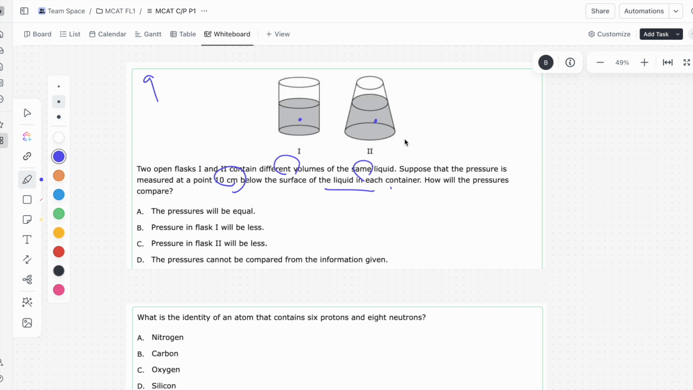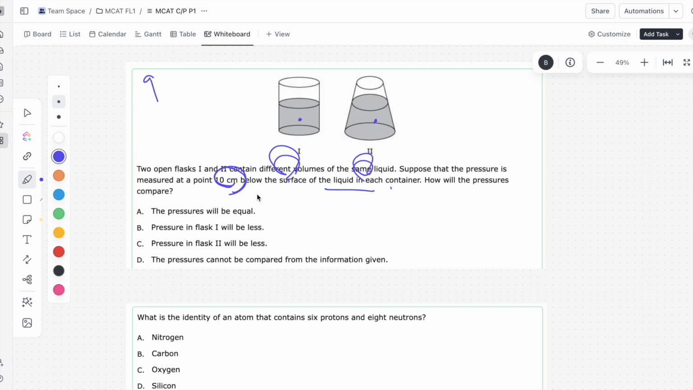First note, what you'll notice is that this problem really only gives you that there's different volume, it's the same liquid, and we're measuring some kind of pressure 10 centimeters below the surface. It doesn't tell us which container has more volume. It doesn't tell us about the density of the liquid. It just tells us it's the same liquid and there's different volumes. But we do know that we're measuring the pressure 10 centimeters below.